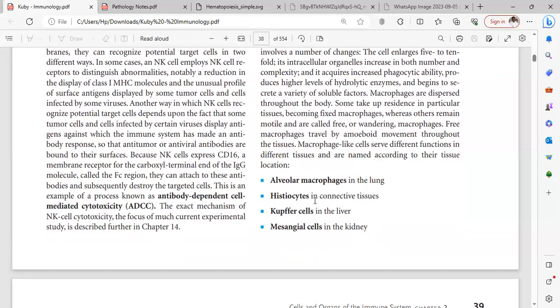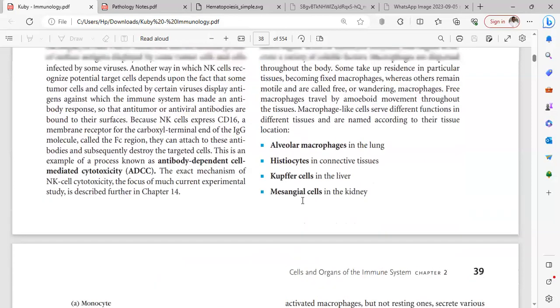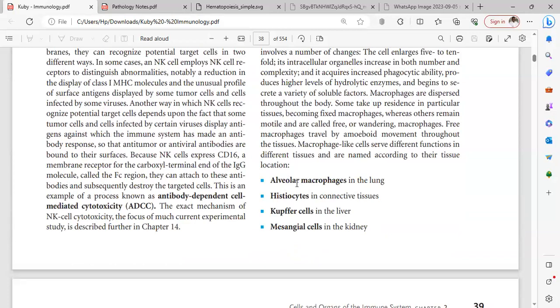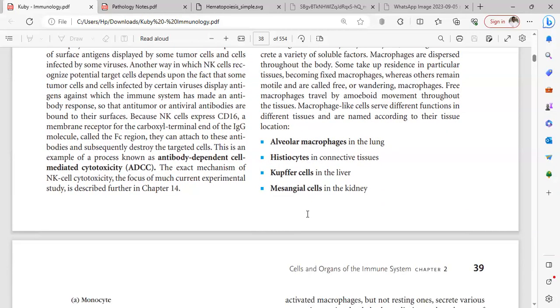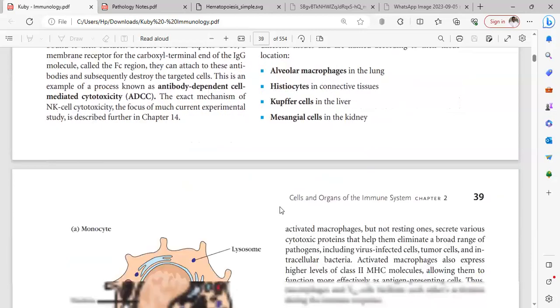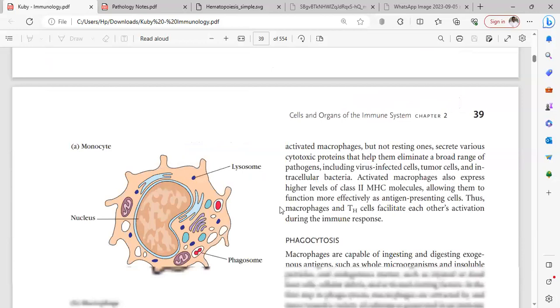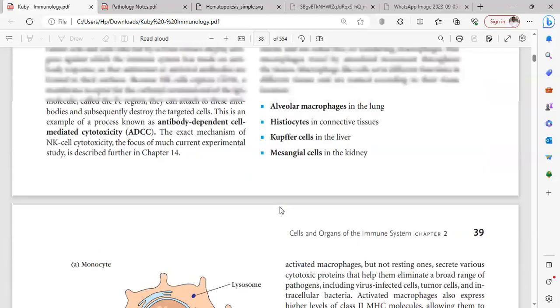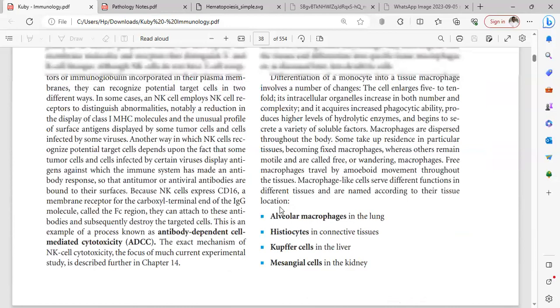So we can appreciate also these four types of cells. They're saying that they are macrophage-like cells, serve different functions in different tissues, and are named according to their tissue location. These are straightforward. For alveolar macrophages, we know that is always obviously in the lung. And then histiocytes are in the connective tissues, Kupffer cells in the liver, and then mesangial cells in the kidney. Maybe these will come in anatomy, you never know. Phagocytosis, we have already done that.